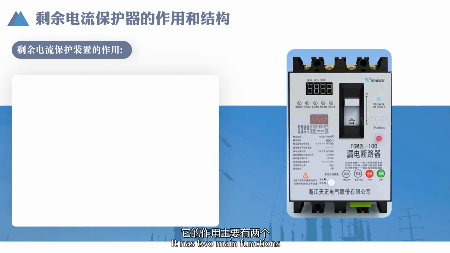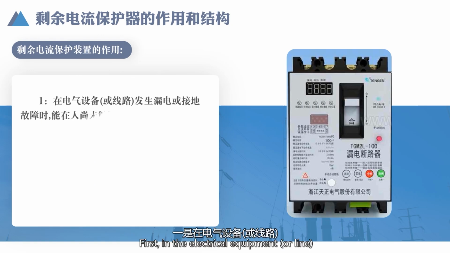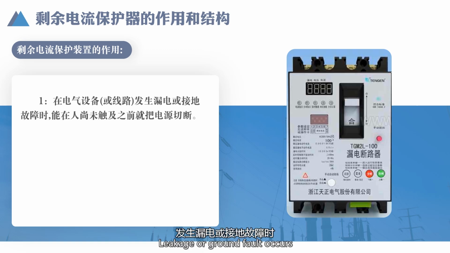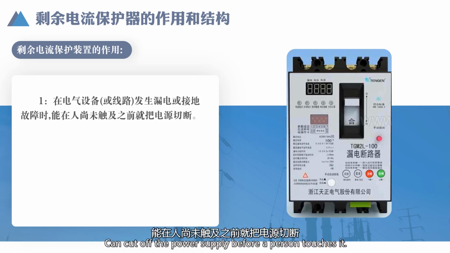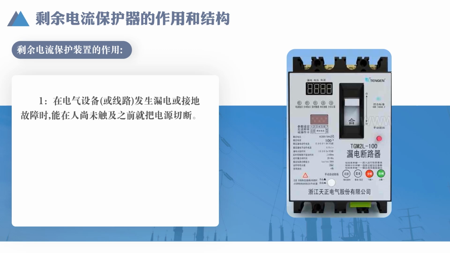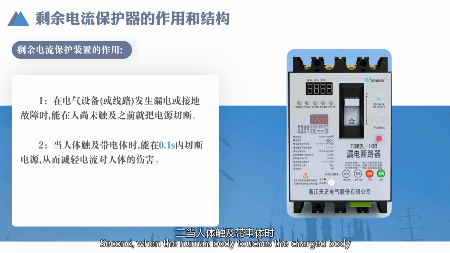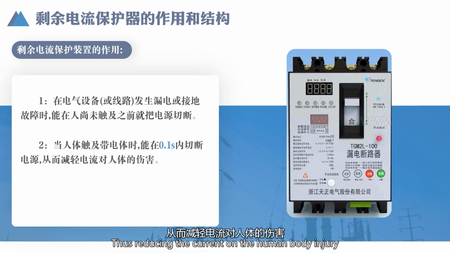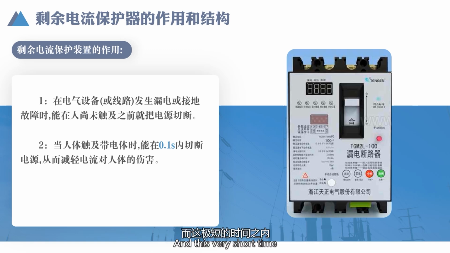It has two main functions. First, when leakage or a ground fault occurs in the electrical equipment or line, it can cut off the power supply before a person touches it. Second, when the human body touches the charged body, it can cut off the power supply within 0.1 seconds, thus reducing the current's injury to the human body. We all know a concept: the longer the current acts on the human body, the greater the damage, and with this very short time, the degree of damage to the human body is greatly reduced.